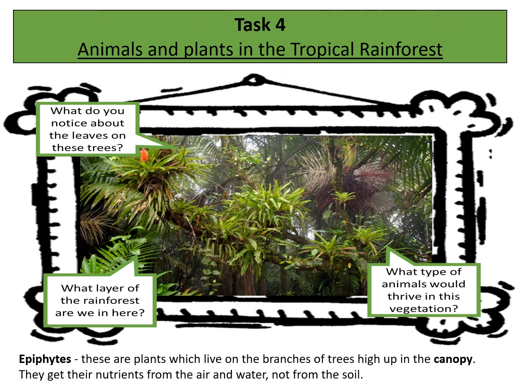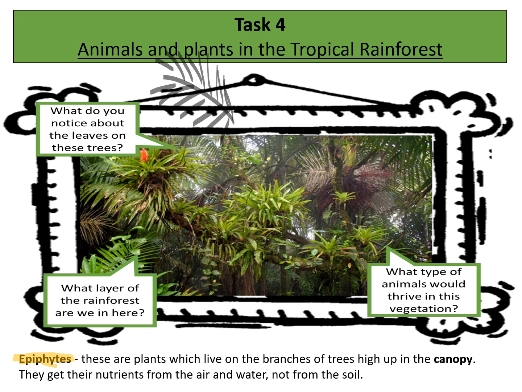The next image is looking at another type of plant that has adapted to live in the tropical rainforest. These little plants that we can see here look a bit like this. These are called epiphytes, and I've given you a definition at the bottom. Epiphytes are plants which live on the branches of trees high in the canopy layer.